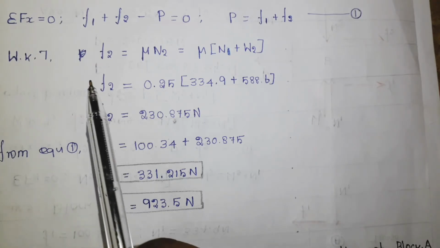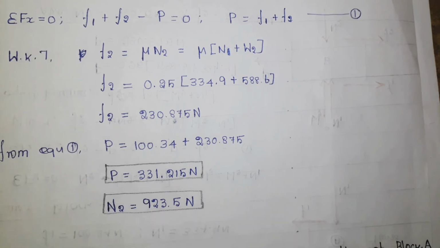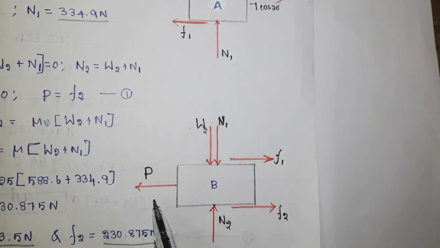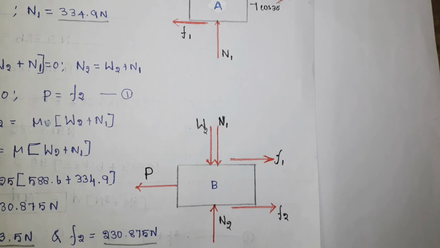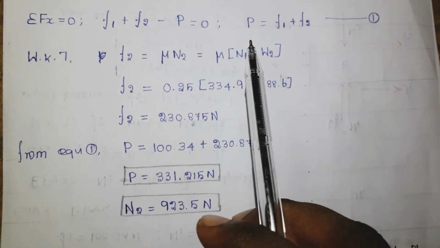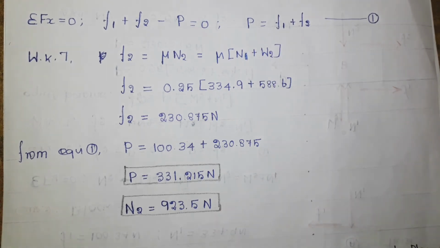Now apply the second equilibrium equation, summation of x equal to 0. Let us go to the free body diagram again. So here there are three forces: P, which has a negative sign, F2 and F1. These two forces have a positive sign. So the equation becomes F1 plus F2 minus P equal to 0. From this, P can be written as F1 plus F2. Let me take this one as equation number 1.